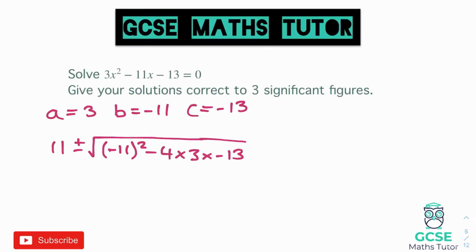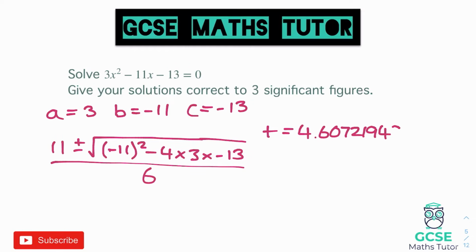So let's type that in, take away 4 times 3 times the negative 13. On the bottom, all over 2a, so all over 2 times 3, which is 6. And let's type that in, and with the plus sign this time, we get 4.607219496. And again, we'll round that to 3 significant figures in a sec.